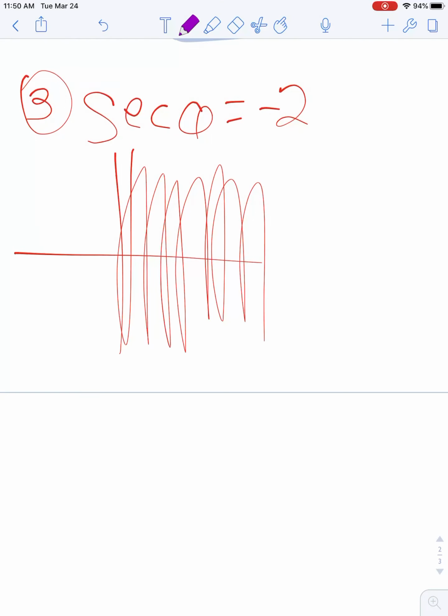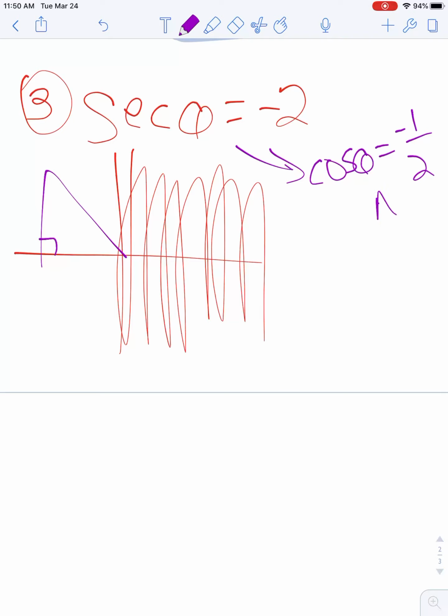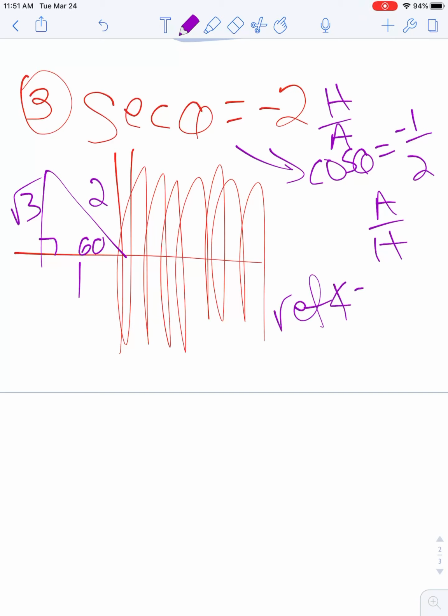I'm going to draw my triangle out from the origin to the x-axis. So remember secant, you can think of this as being the reciprocal of cosine. So you can either think about this as adjacent over hypotenuse or think about this as hypotenuse over adjacent. So I label my triangle accordingly. 1, 2. So you say, oh, this is my root 3. Opposite the root 3 is 60. So my reference angle is 60.